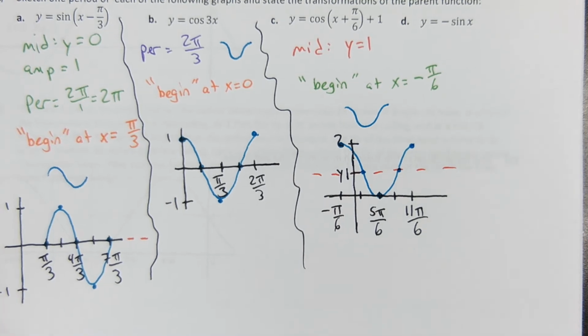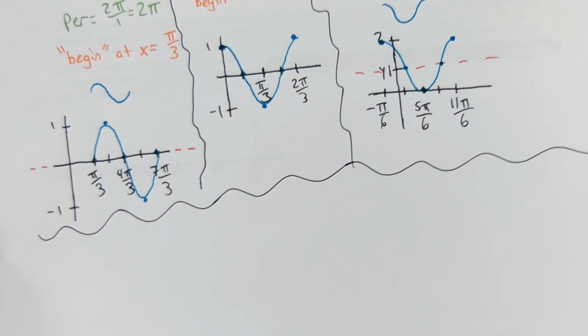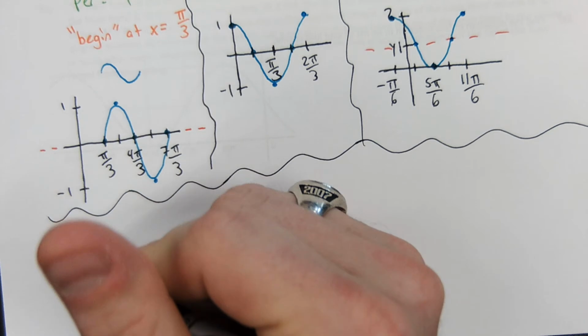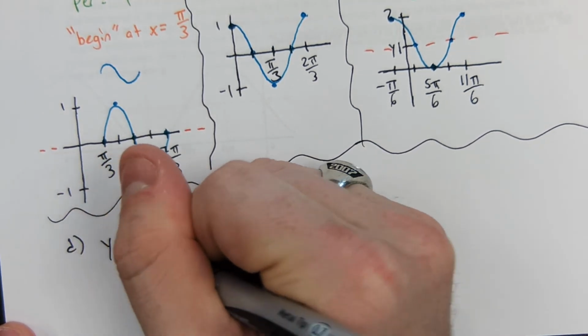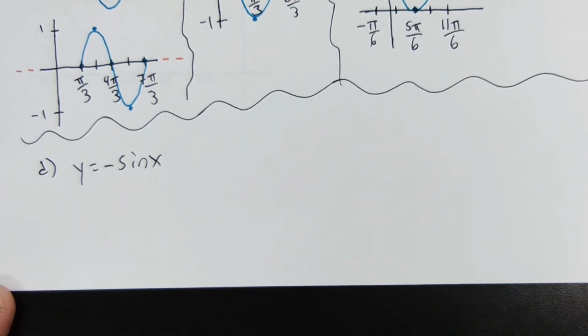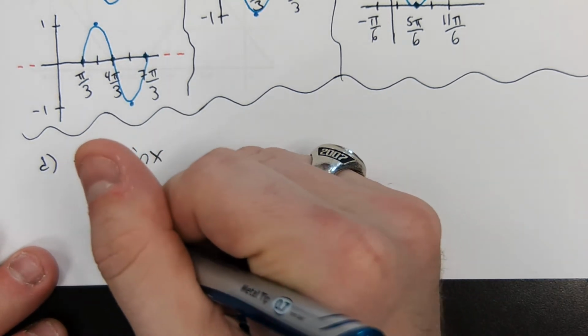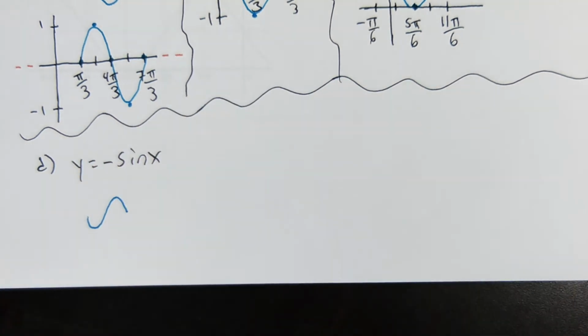And then the last one, negative sine of x. Negative sine of x. I'm out of space, so I'm going to go ahead and do it down here. The midline is unaffected, the period length is unaffected, the amplitude is unaffected. There is a single transformation. Reflect over the x-axis. So all we're going to have to do is realize that the graph now begins at the midline and goes down instead of going up like it should have. That's all we have to do.